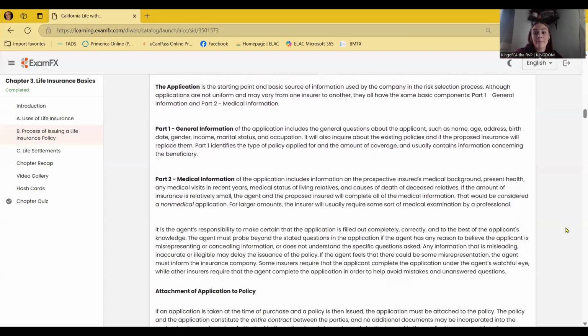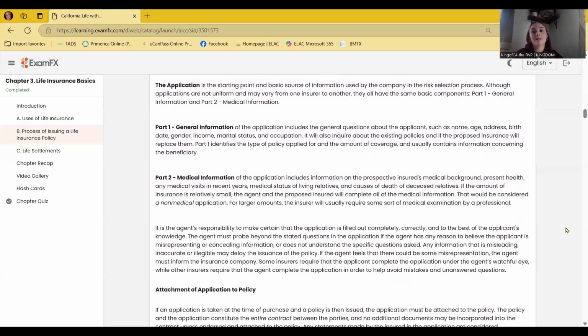Now we're going to be going over the application and kind of the process in issuing the policy today. So the application is the first and foremost starting point, right? The basic source of information used by the company in this risk selection process. So in the underwriting process, the first place they're going to go is to that application. Okay. Although applications are not the same for every company, they all have basic information that's required, and every company still needs the same type of information.